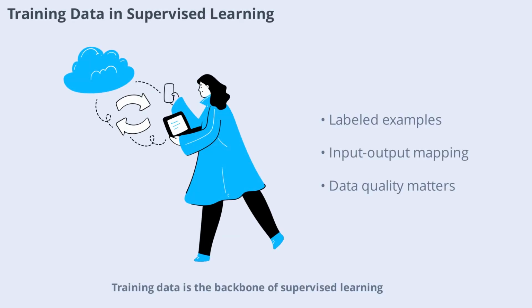Training data is the backbone of supervised learning. Each example in the dataset includes both the input features and the correct output label. The model uses this information to learn how to map inputs to outputs. The quality and quantity of labeled data directly impact the model's performance, making data preparation a crucial step in the process.